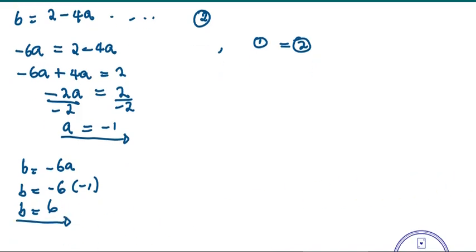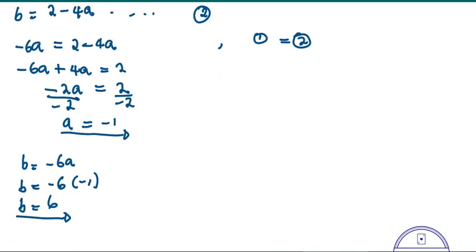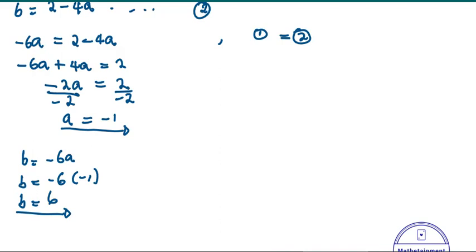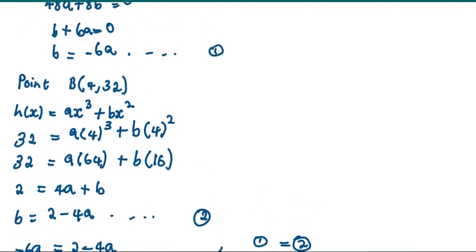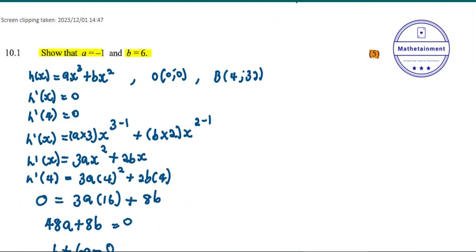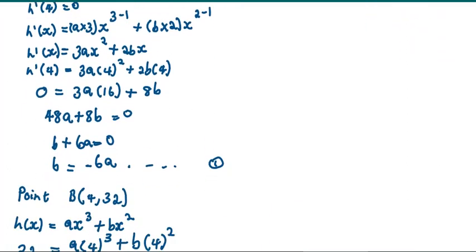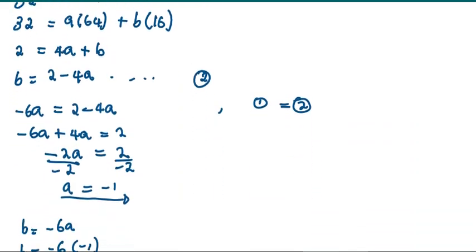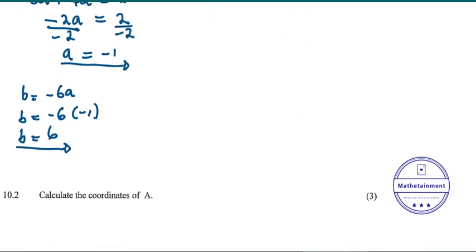Finally, we did manage to show that the value of A is equal to minus 1 and the value of B is equal to 6, which is exactly what was given to us, that we're supposed to show. 5 marks is ours. Okay, moving forward.